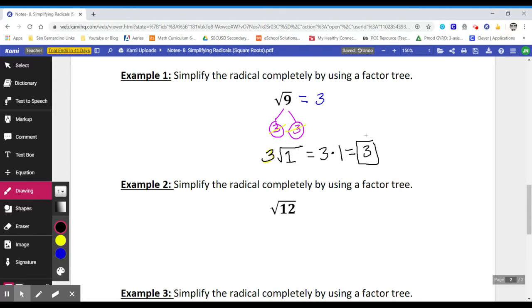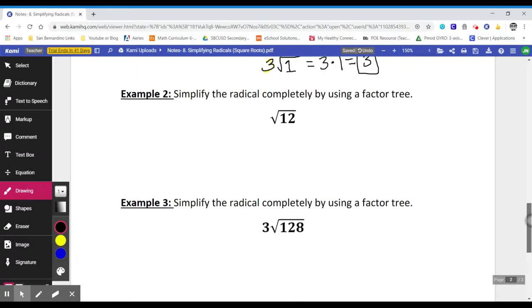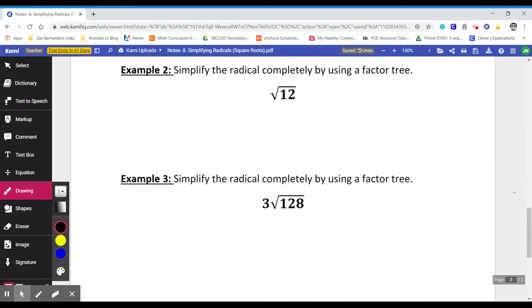Now, this way is longer. However, you're going to get problems that are much more complicated to simplify, and it'll make your life way easier in the end. So the final answer for this one is 3. But like we said, we knew that already. Now let's try something that we haven't. It's not quite so obvious.